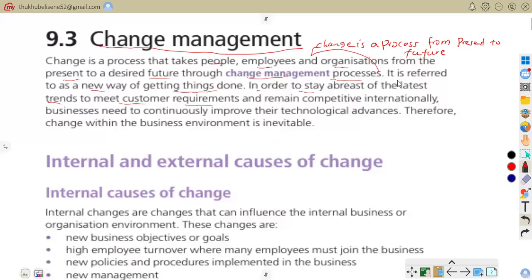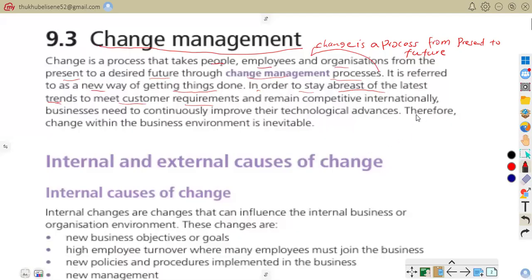When it says in order to stay abreast of the latest trends to meet customer requirements and remain competitive internationally, it means that as a business, we must keep up with trends and technology. To stay competitive, a business must improve continuously. For example, a shop starts online selling to compete with others. Hope we are together on that.